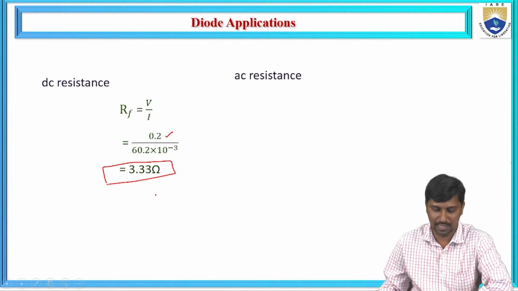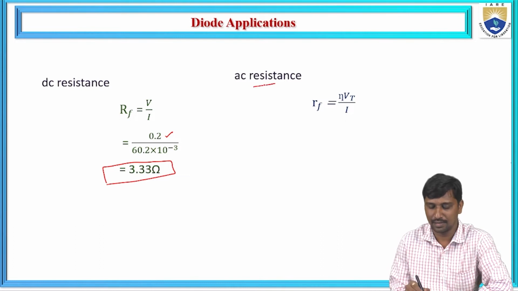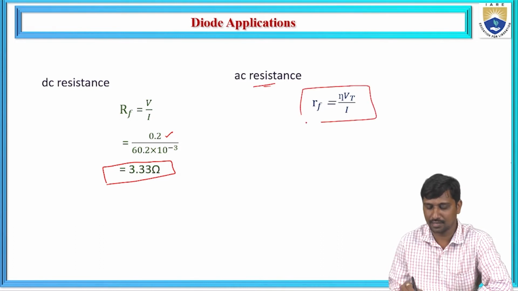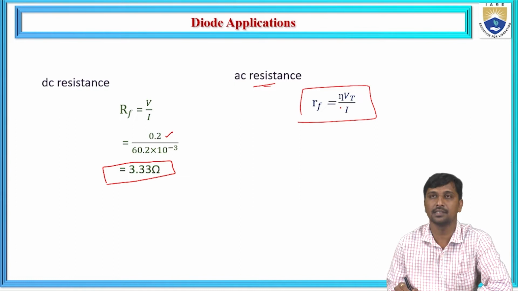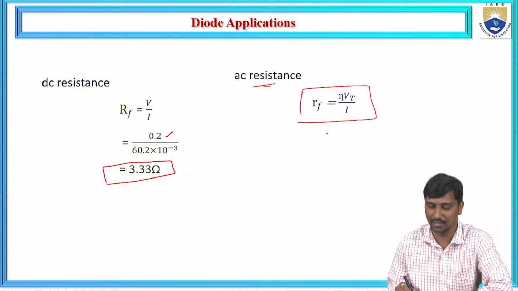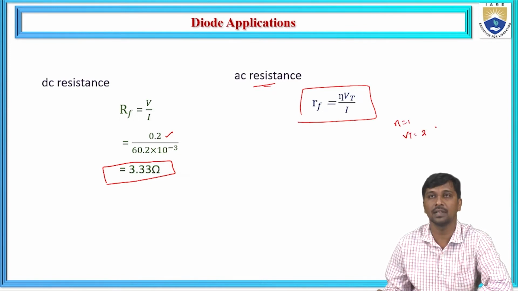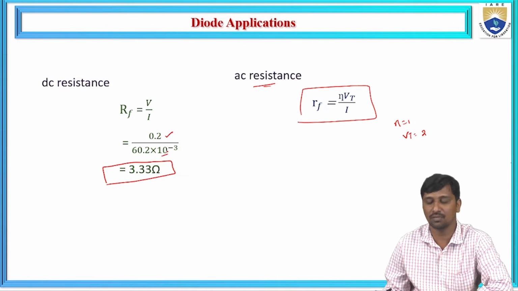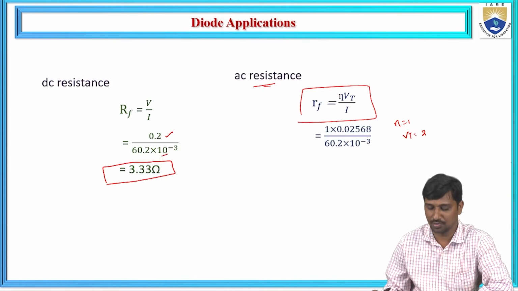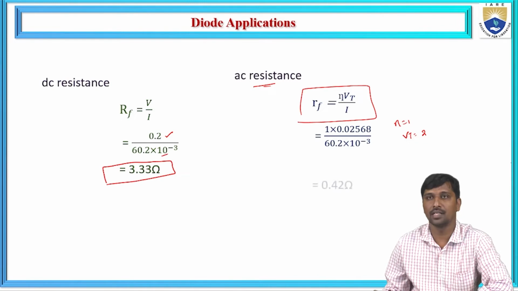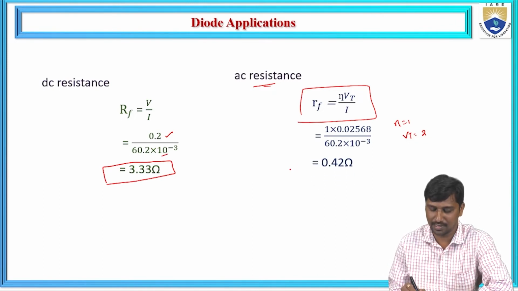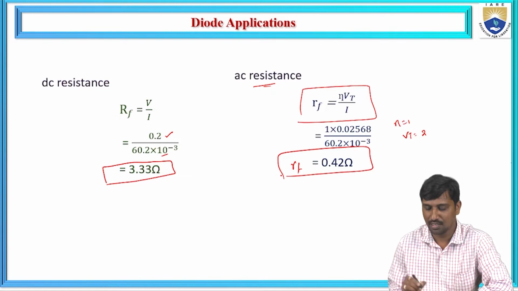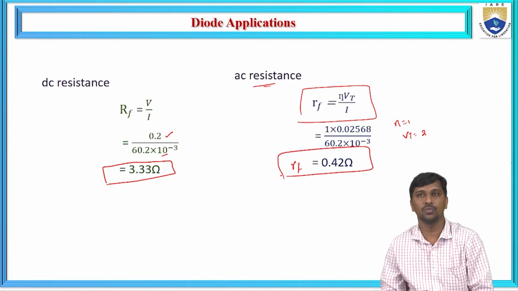Similarly, if you want to calculate the AC resistance, it is defined as small rf, and it is eta times Vt by I. We consider eta equal to 1, we observe that Vt is equal to 25.68 millivolts and the I value is 60.2 into 10 to the power of minus 3. Just substitute this, then it gives the AC resistance, that is small rf, as 0.42.